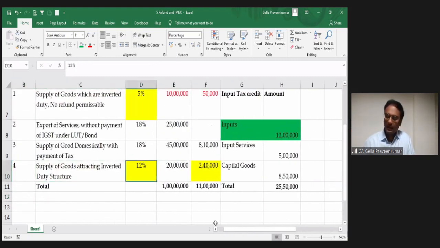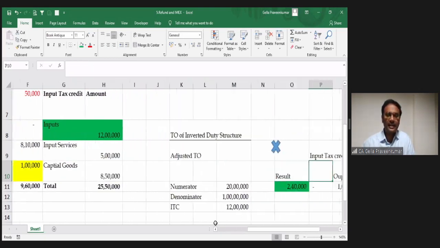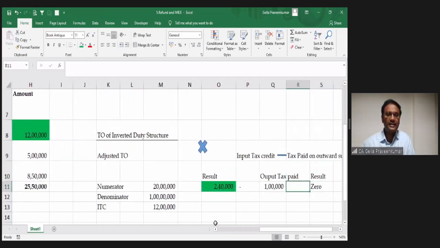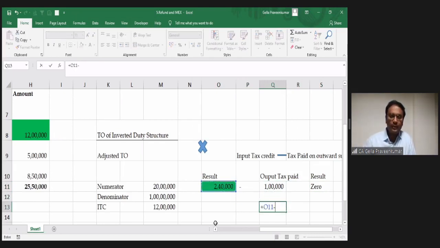If I change my rate of tax from 12% to say 5%, let me see the answer. Now you can see the result 2,40,000 remains as it is. My output tax happens to be 1 lakh, whereby I get a refund of 240 minus 1 lakh. 1,40,000 is refund eligible.